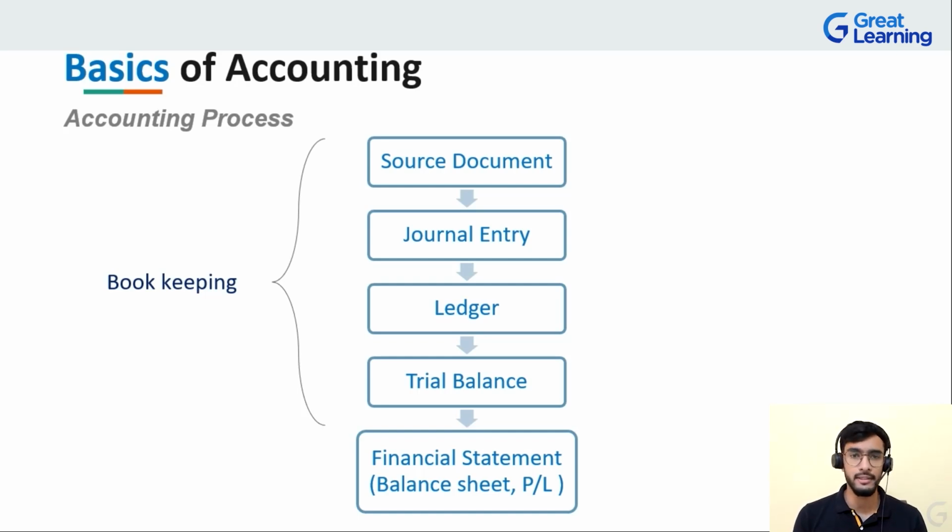Now, as I mentioned earlier, the four processes, that is the source document, journal entry, ledger, and trial balance, are all together known as bookkeeping. After the process of bookkeeping is done, we move ahead with the financial statements. The financial statements are divided into three: balance sheet, profit and loss account, and trading account. So that's the entire accounting process. I believe you have now understood the flow of the accounting process. Now let's move ahead with the next topic.